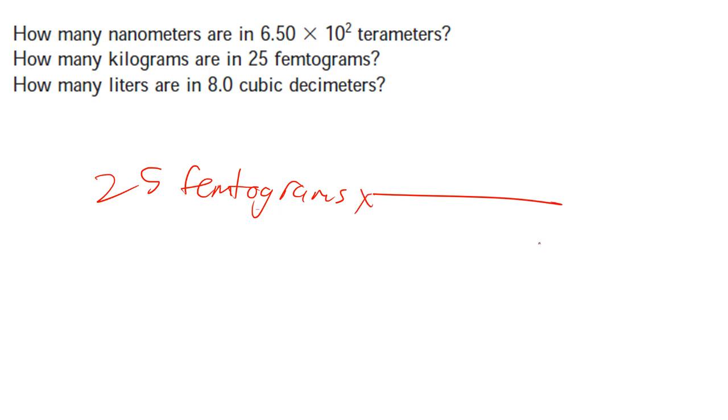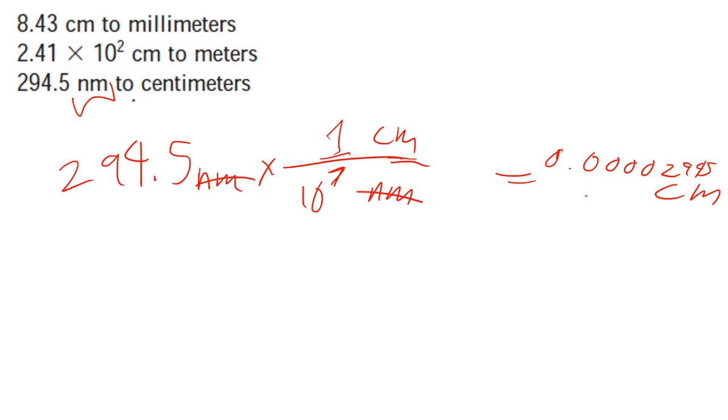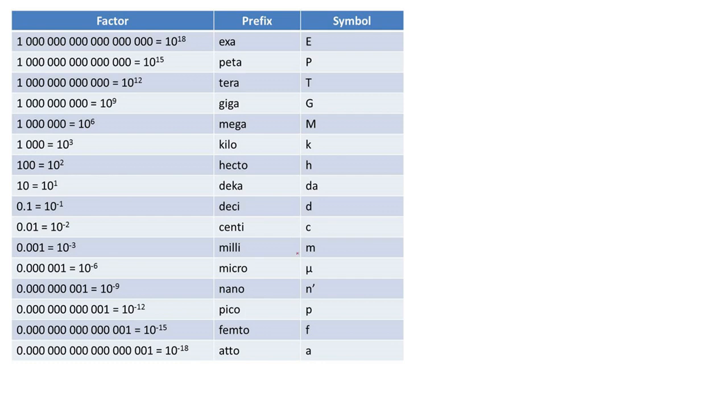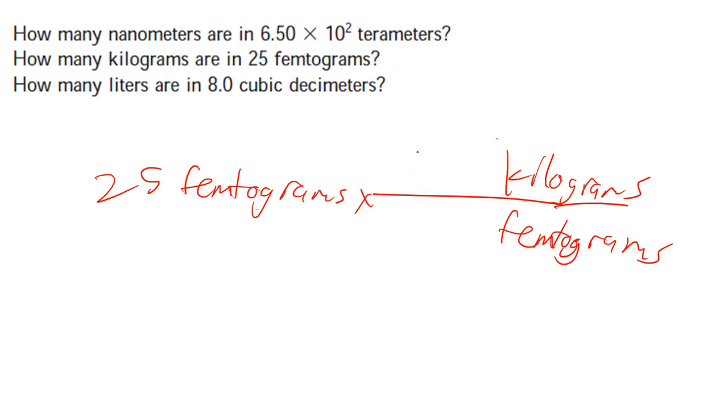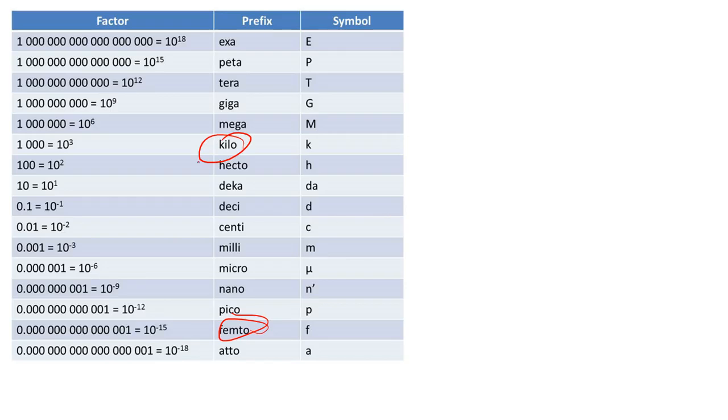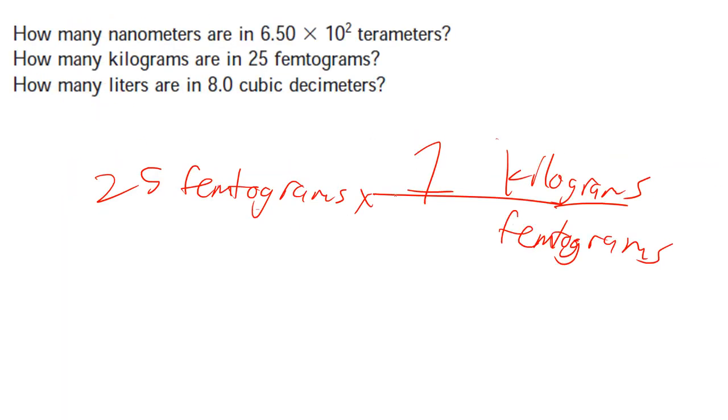Okay, you want to get rid of femtograms? Cancel them out, so femtograms is on the bottom. Okay, the top is kilograms. Okay, let's look at femto. Femto is over here, kilo is all the way over here. So we know kilo is the bigger unit. Because we know kilo is the bigger unit, we make that 1. We figure out the jump. Okay, so it's 3 down here, and femto is 15. So 15 plus 3 is 18.